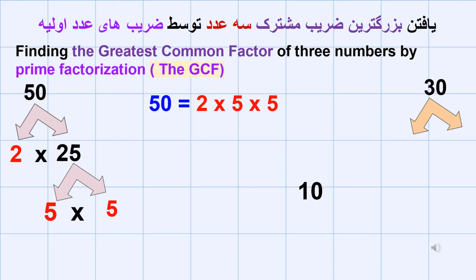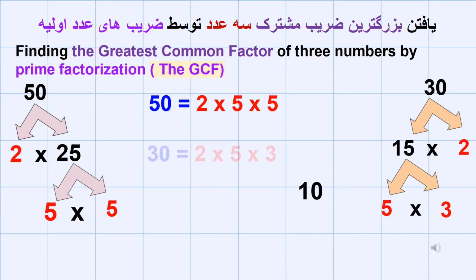Another number is 30. 30 can be divided by 2, and 2 is a prime number, so 2 can be one of the factors. Another factor is 15 because 2 times 15 is equal to 30. Now 15 can be divided by two prime numbers, 3 and 5, because 3 times 5 is equal to 15. Now the prime factorization of 30 is 2, 3 and 5. So 30 is equal to 2 times 5 times 3.